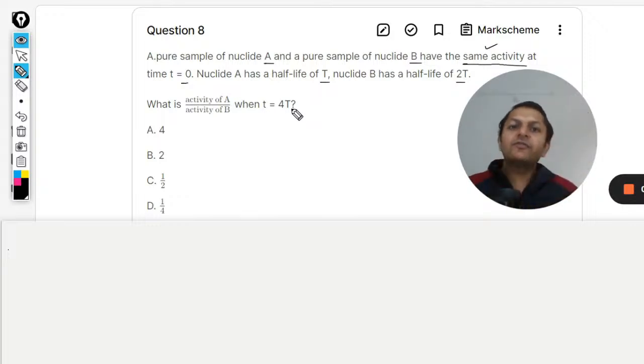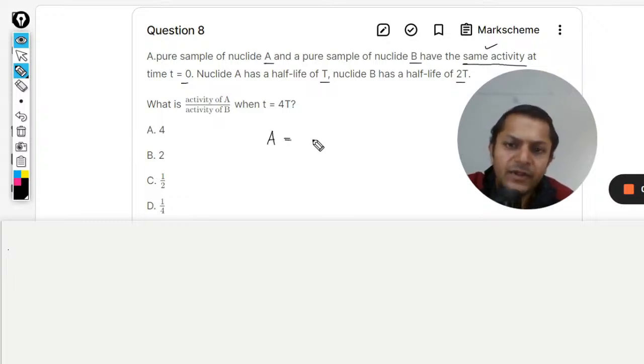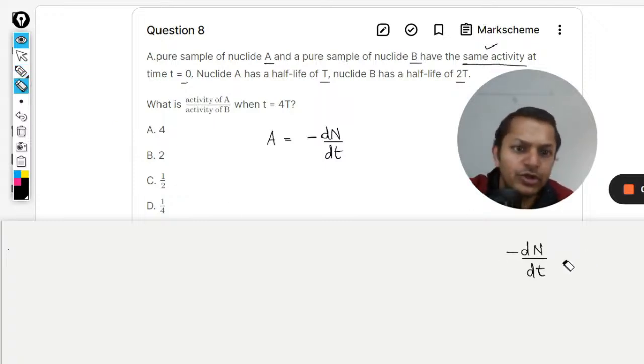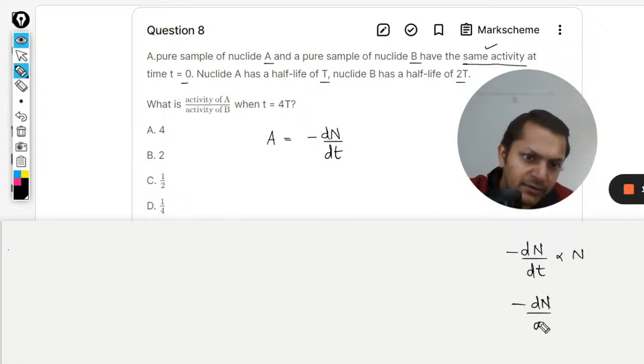So, my dear students, in this kind of question, first of all, we must understand what we actually mean by activity and what are the formulas with which we can work around. The activity A is written by negative dN by dt. You might remember in the case of radioactive decay law, we studied that negative dN by dt is equal to lambda N, or directly proportional to N.